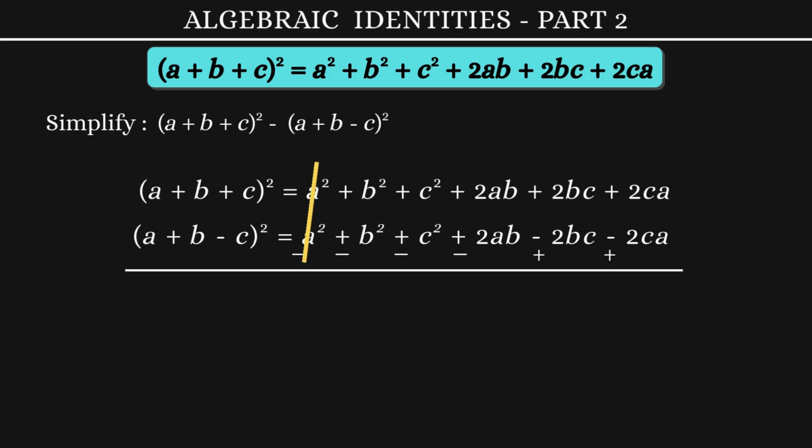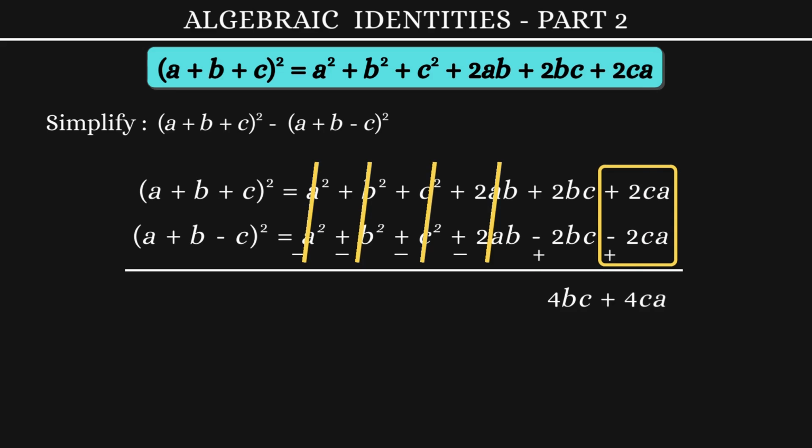The a square terms, b square terms and c square terms cancel each other. Positive 2ab and negative 2ab also cancel each other. 2bc plus 2bc, which is 4bc, and 2ca plus 2ca, which is 4ca. 4bc plus 4ca. Out of these two terms, 4c is common. So, keeping it outside, we have 4c into b plus a.